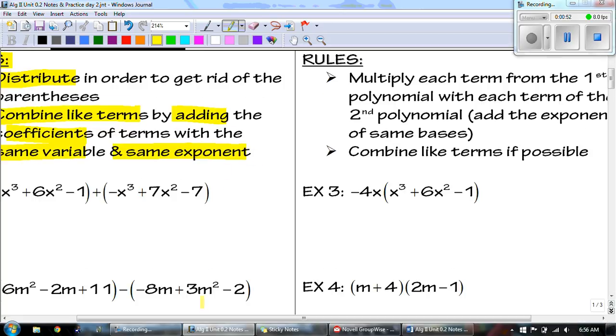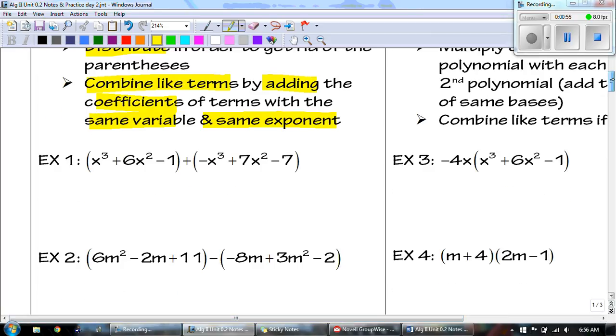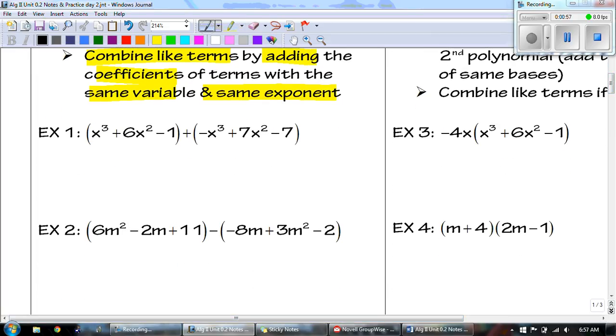Okay, so for example 1, I see that there are parentheses, so to get rid of them, I need to distribute. There's nothing to distribute in the first one. Well, technically there's a positive 1. If I distribute a positive 1, this is pretty much what we were doing yesterday. 1 times x cubed, 1 times 6x squared, it's all the same. If you just want to write it down again, that's fine. You just really have to pay attention to what is out front.